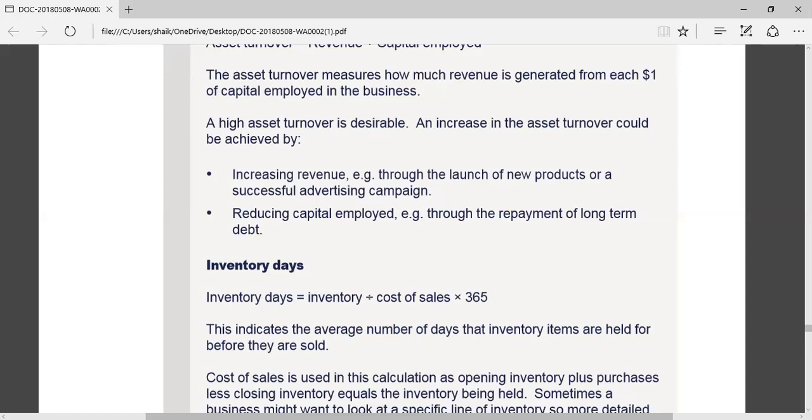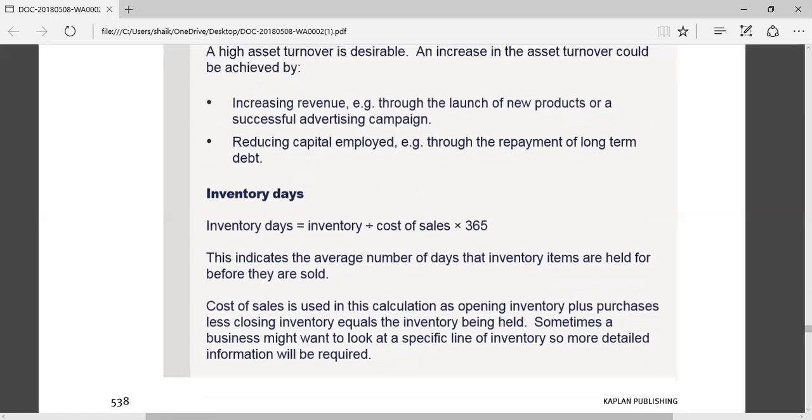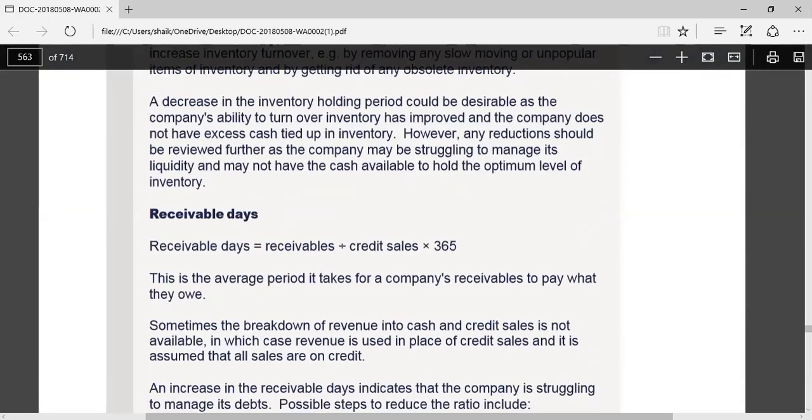So this indicates the average number of days that an inventory item is held before it is sold. Cost of sale is used in this calculation as opening inventory plus purchases less closing inventory equals the inventory that is being held. Sometimes a business might want to look at a specific line of inventory, so more detailed information may be required. So let's draft an example of such a ratio.